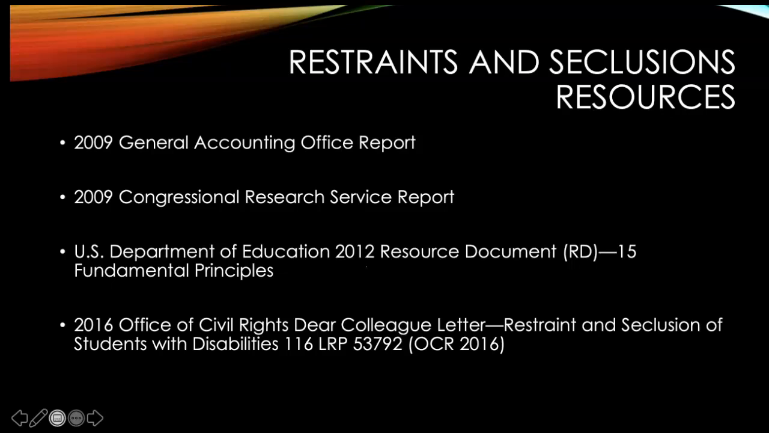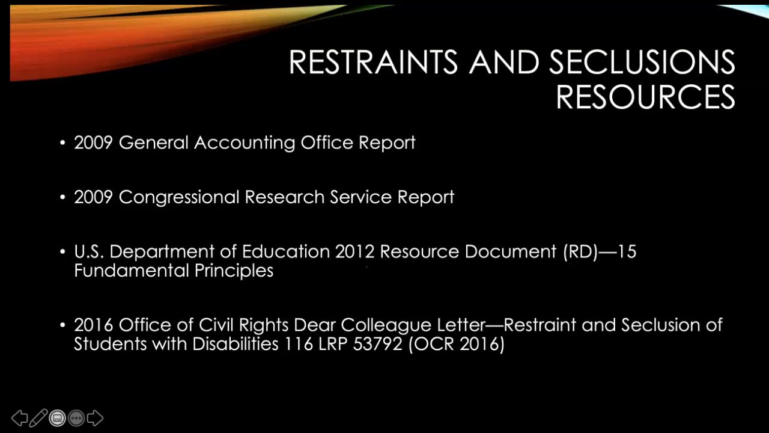The 2009 General Accounting Office report states that 19 states have no laws or regulations on restraint and seclusion, and only 4 collect information and report. The 2009 CRS report summarizes potential legal implications. The United States Department of Education 2012 resource document is the most comprehensive report that includes 15 fundamental principles for restraint and seclusion. The 2016 Dear Colleague letter explains the limits that federal civil rights laws impose on the issue of restraint and seclusion by public elementary and secondary school districts.